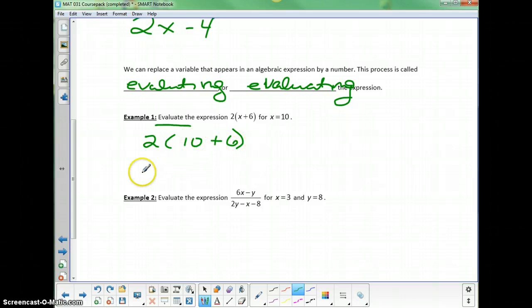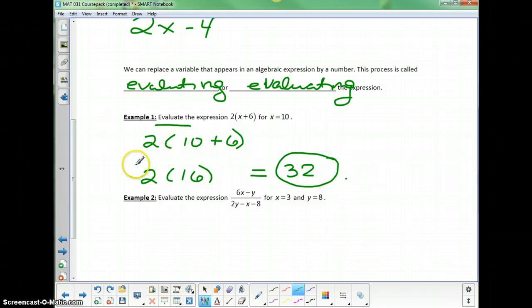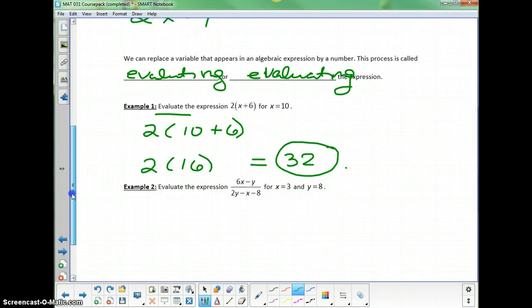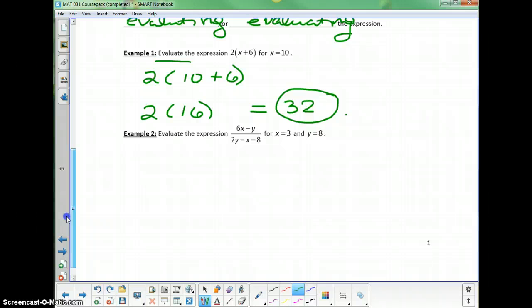So add up inside the parentheses first. So that's 2 times 16. And then finish the multiplication for the final answer of 32. Okay, that's, again, the definition of evaluating and just trying to explain what it's asking us to do here.